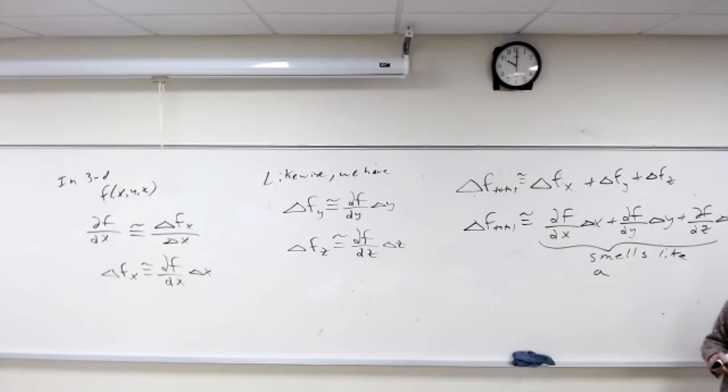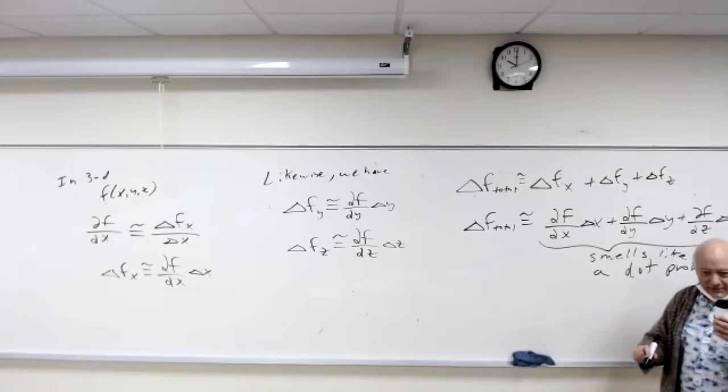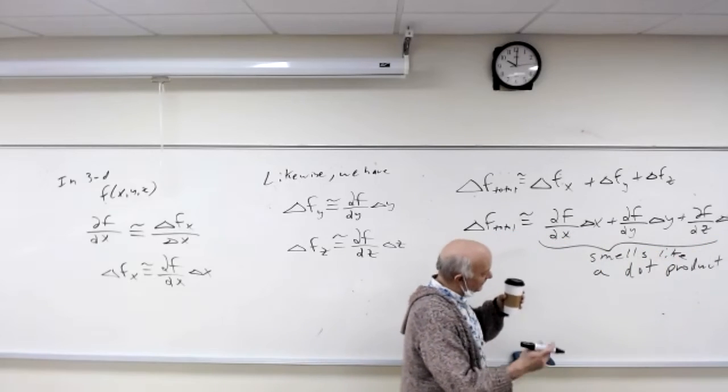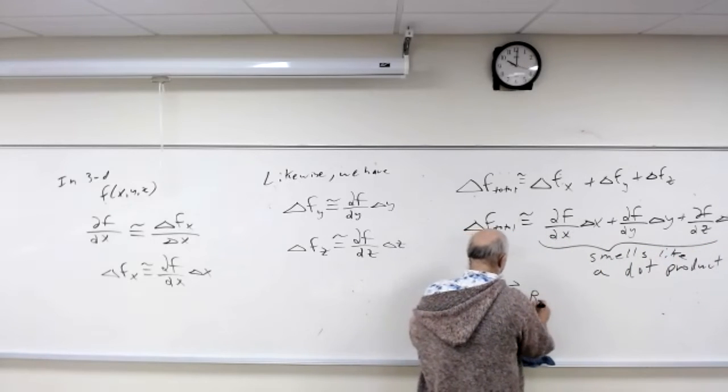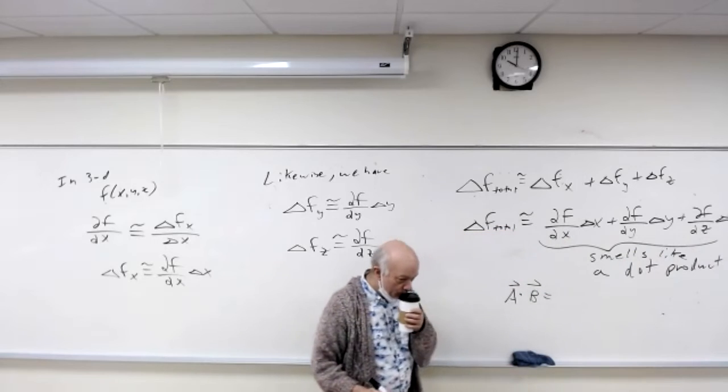Okay, so this smells like a dot product. Dot product. Okay. Rough product, not rock product. Come on, get your Scooby Doo. So recall A dot B. How do we write A dot B?